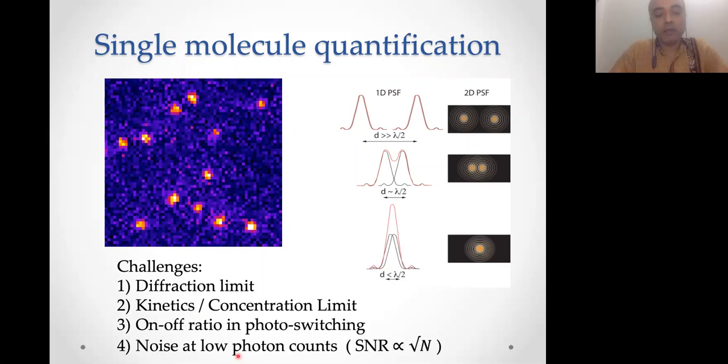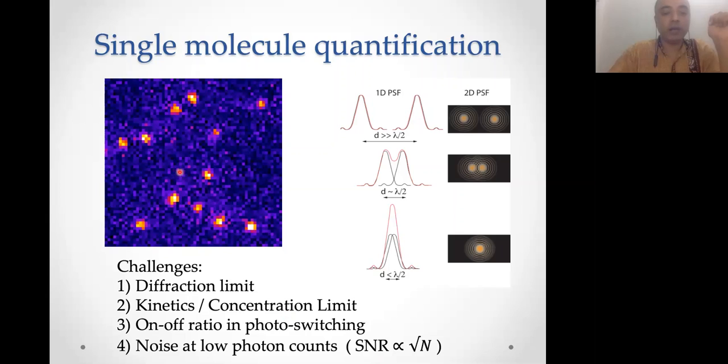And then what happens at these very small numbers of photons is that you have a lot of noise. This is why you don't see a very nice circular image of a single molecule, even though you know that the PSF is supposed to be a very smooth function. That's because the photons that are emitted are falling on the detector probabilistically. And that noise scales as the square root of the number of photons, and that defines the signal to noise ratio of the system.